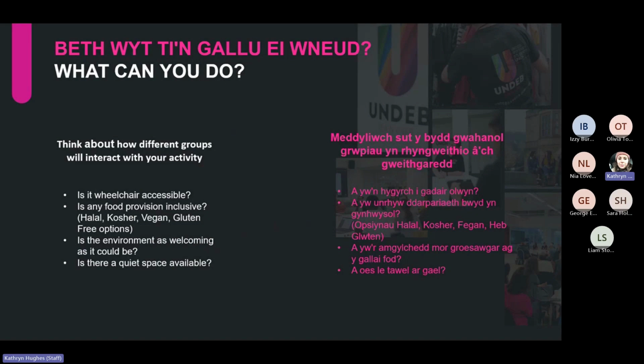So to think about how different groups interact with your societies, is your activity wheelchair accessible? Is the food provision inclusive? Is the environment as welcoming as it could be? Is there a quiet space available? Can anybody think of any ideas of events or accommodations that could be made in your clubs or societies or volunteering projects that might help different types of students in different student groups?